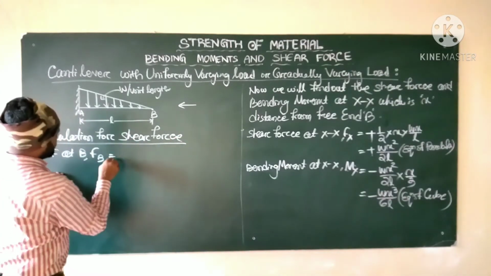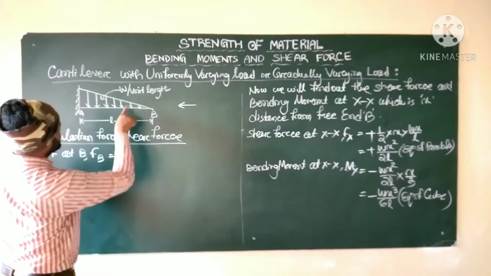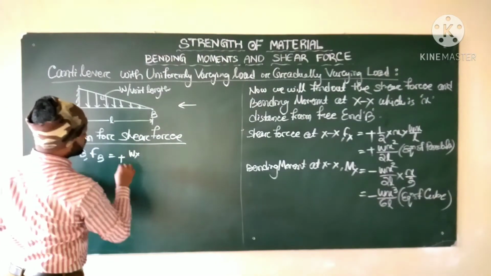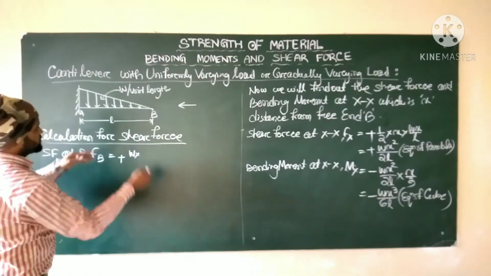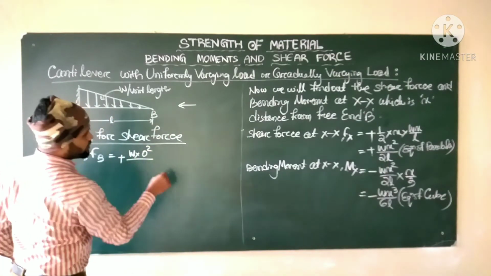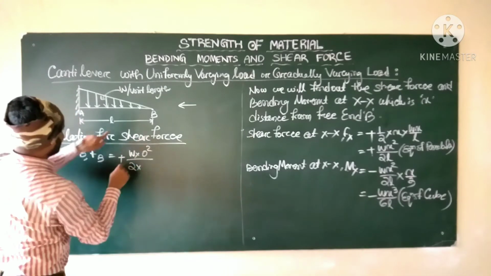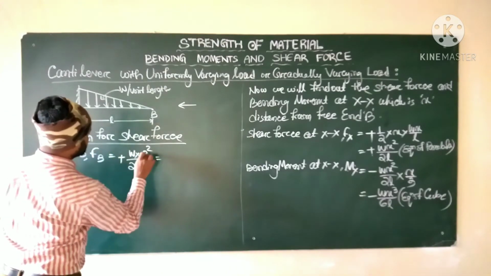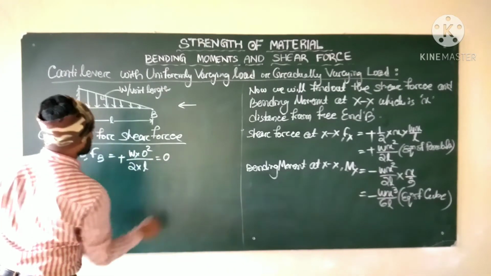plus W is how much? Same W into x square. That means the distance. So B, at point B, it is the starting point. So distance is 0, divided by 2L, 2 into length of the beam L. So 0 into something is 0.